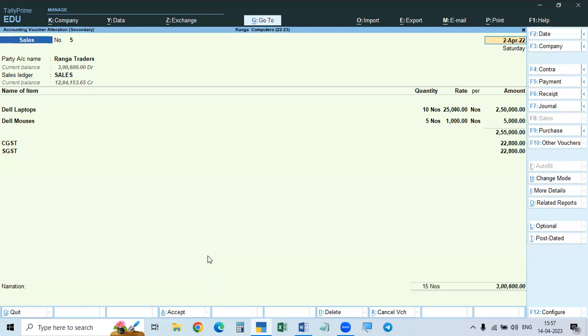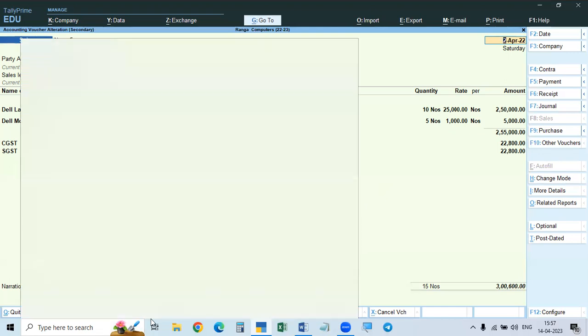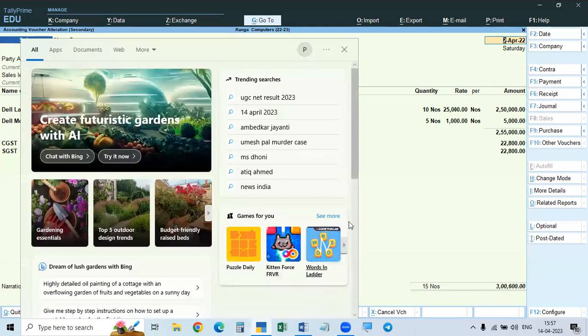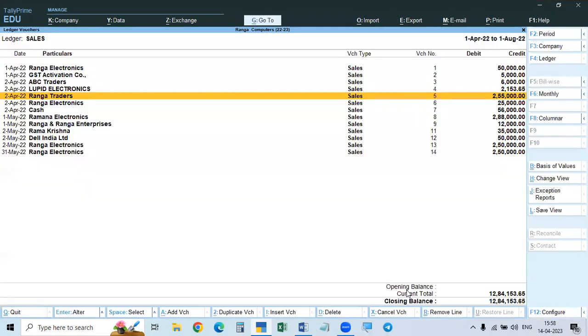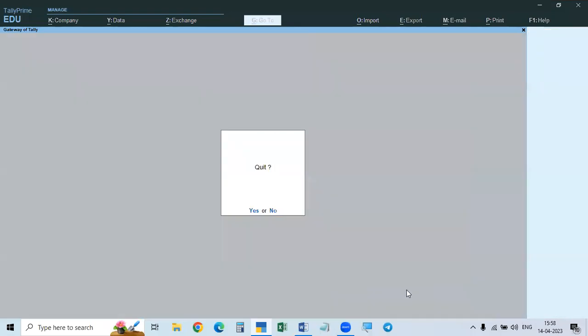On the same day, the 2nd, and remember this, in the case of returns or any of these debit notes and credit notes, the original invoice number we have to enter, in both the books. That is why remember this: invoice number 5, sales invoice 5, and the date is 2nd. Laptop is 25,000, mouse is 1,000. Okay, now we will go to vouchers.